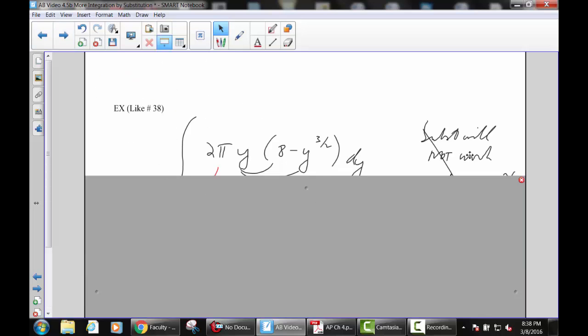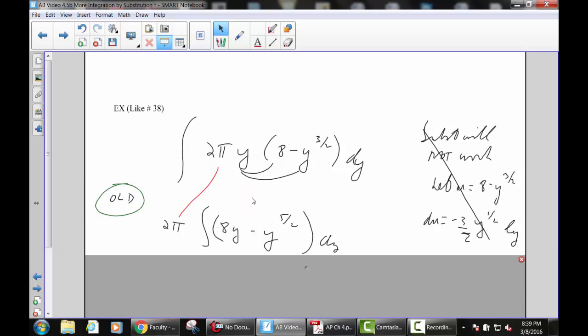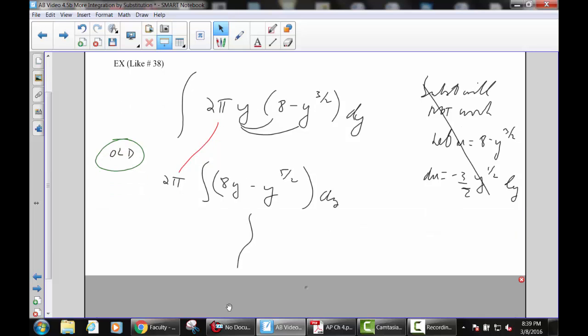Here's another one. Again, substitution won't work, because if you let u equal the contents of the parentheses, the derivative of that u would be negative 3/2 y to the half, and we don't have any y to the half. So we're going to have to do it the old way, which is we're going to pull out the constant 2y. We're going to distribute, because remember there's no product rule, and then we're going to differentiate from there, which should be easy for you to do.